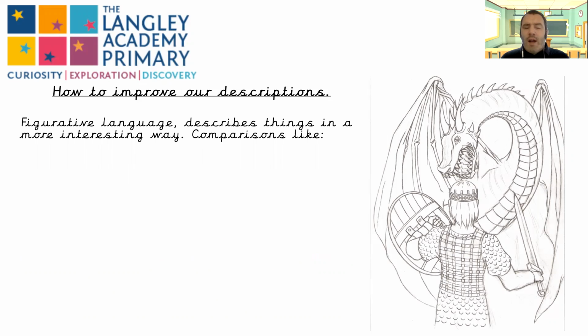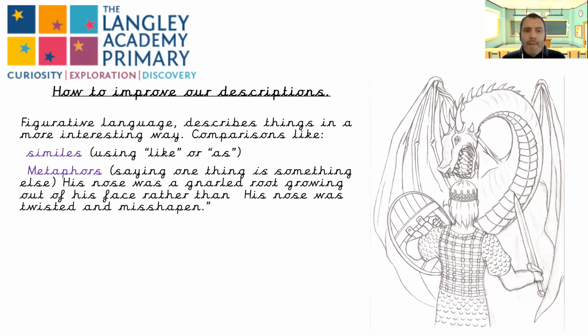So we've got figurative language as well. We describe things in more interesting ways. So we have comparisons, similes. I used one there: teeth like daggers, eyes as shiny as diamonds, skin as tough as leather. So that gives you your comparisons. We use like or as for those. Metaphors: saying one thing is something else. His nose was a gnarled root growing out of his face, rather than his nose was twisted and misshapen. So we can think about all these things.